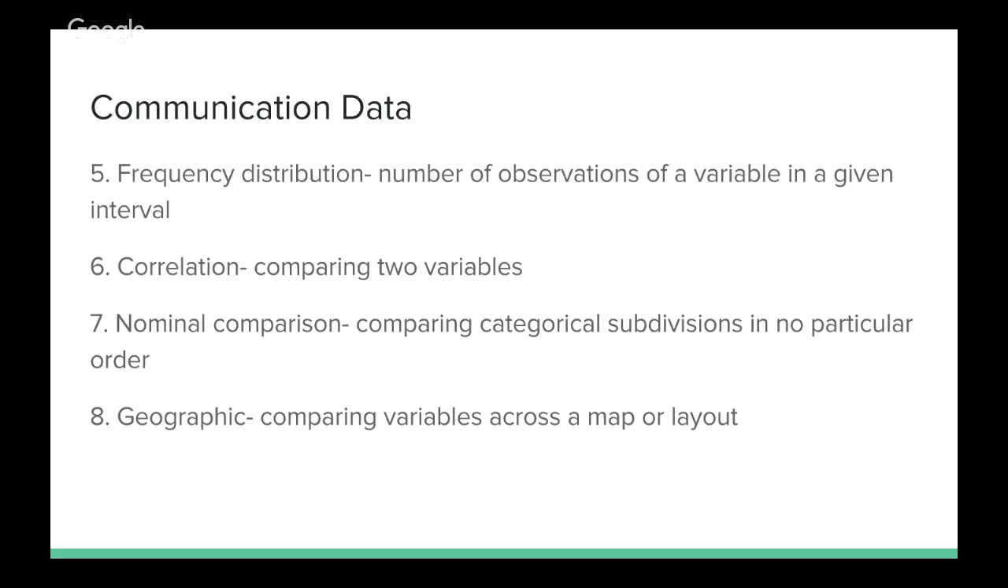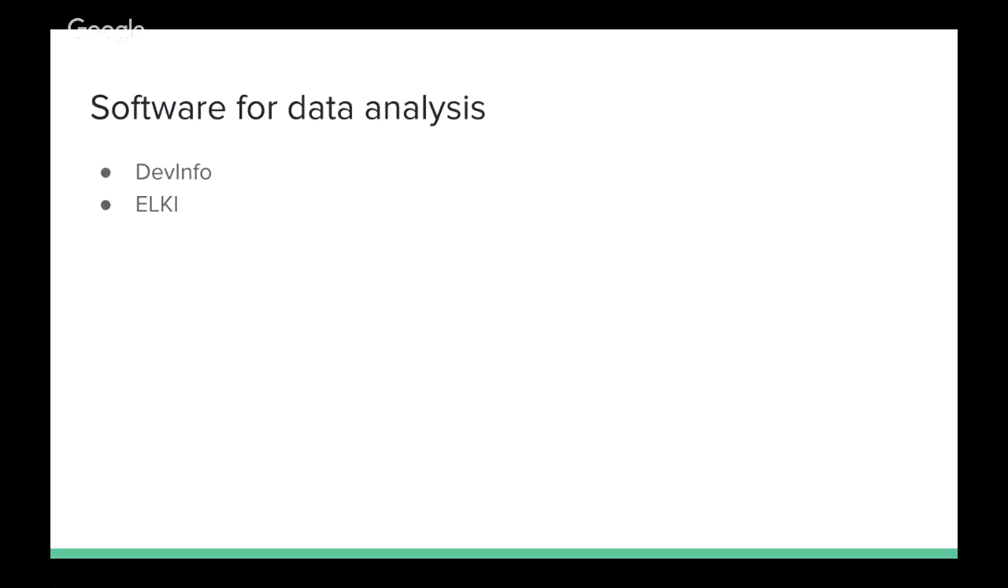Correlation is comparing two variables that you want to see if they do or do not have a relation. Like how I said earlier, does the number of years you worked here at SLU indicate a higher pay raise? Seventh is nominal comparison, which is comparing categorical subdivisions in no particular order. And lastly, we have geographical, which is comparing variables across a map or layout.